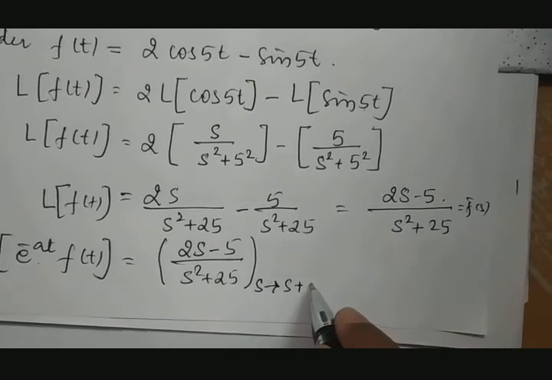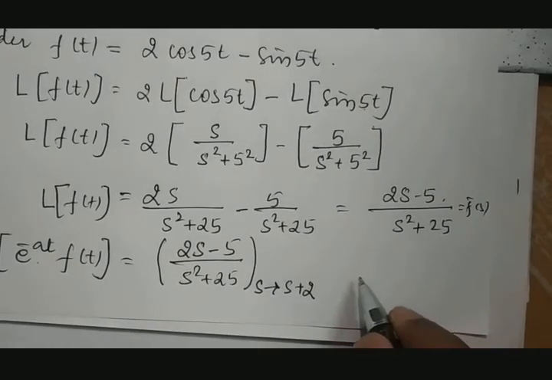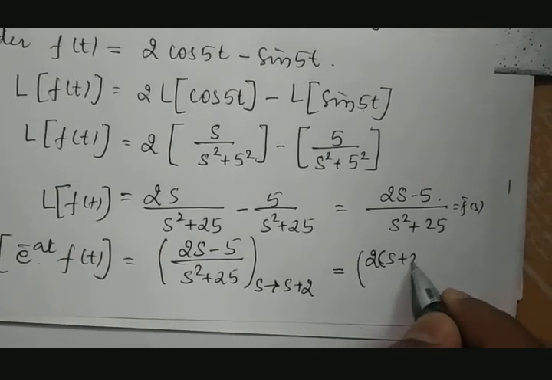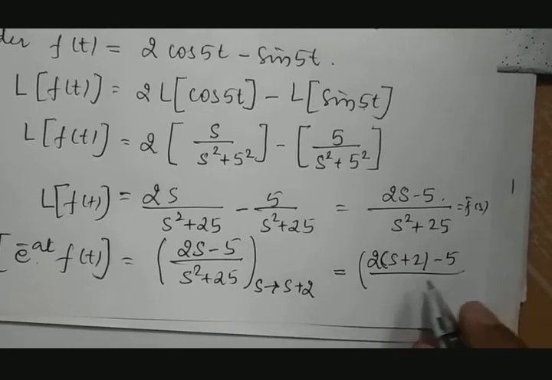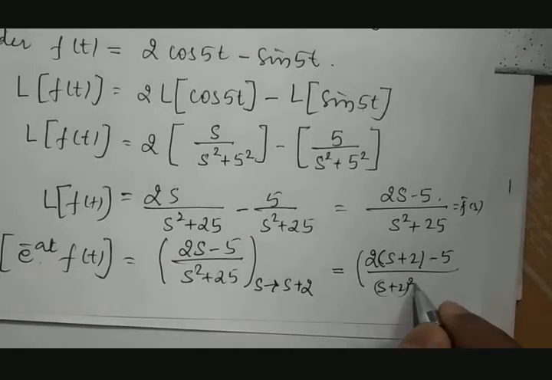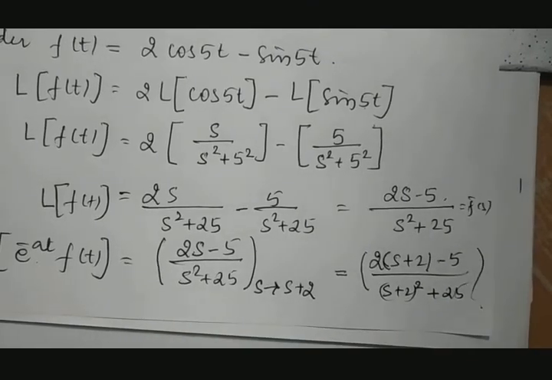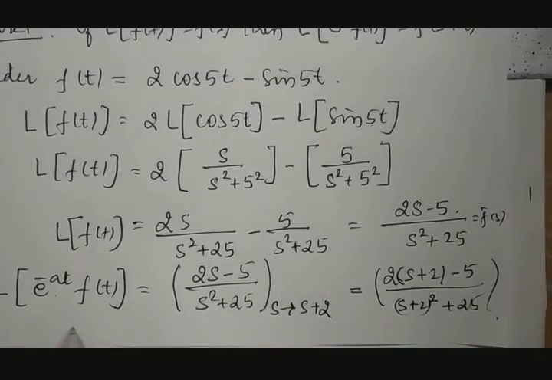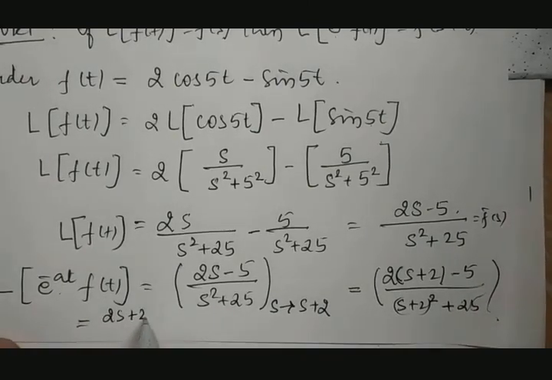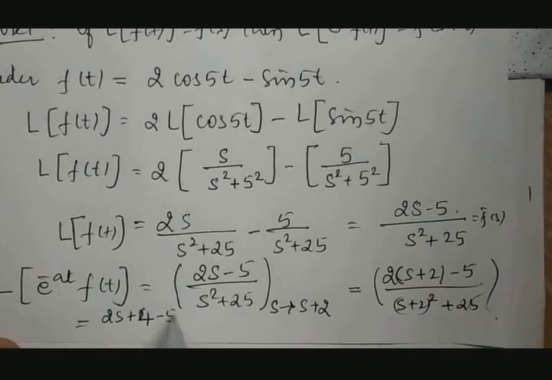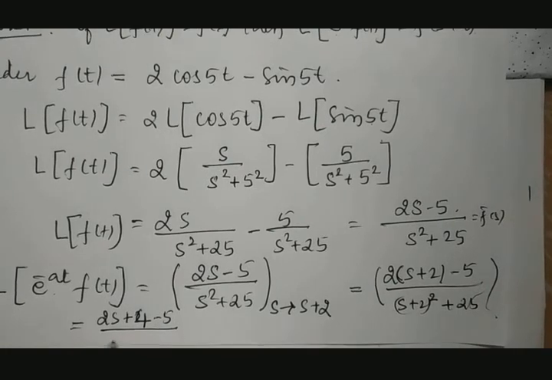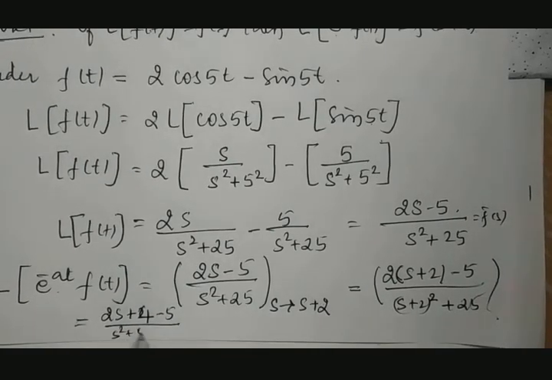Therefore s is going to be replaced by s plus 2, which is nothing but 2 times s is going to be replaced by s plus 2, minus 5, divided by s is going to be replaced by s plus 2 the whole square plus 25. If you simplify this term, then we obtain the result. Which is equal to 2s plus 4 minus 5 divided by s plus 2 whole square, expansion of this a plus b whole square, s square plus 4s plus 4 plus 25.